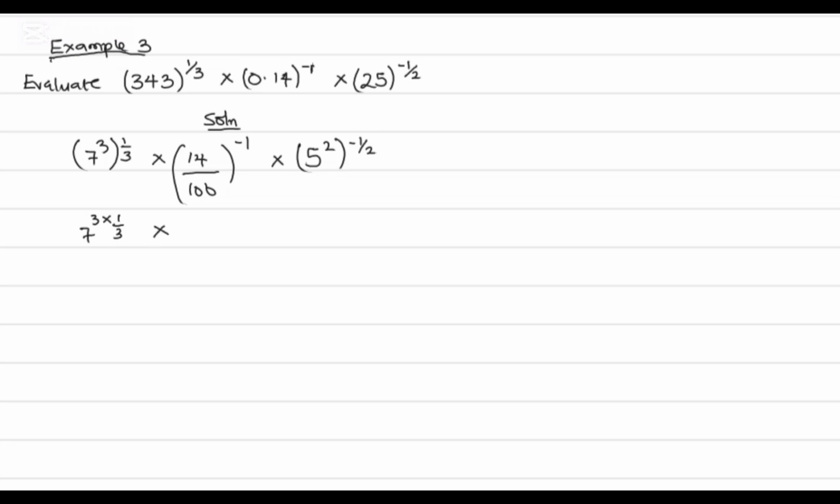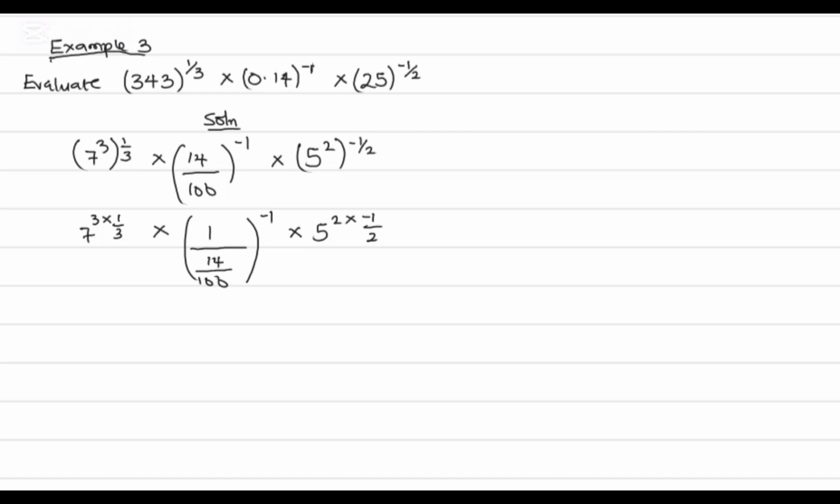Then multiply by this 14 over 100 raised to power minus 1, which will now be written as 100 over 14. The minus will go away. That's the implication of the minus actually, it will invert it, 1 over. Okay, let me change it to the normal way we always do a negative number. So that will be 1 over 14 over 100 raised to power minus 1, mind you. So times, this will be 5 raised to power 2 multiplied by minus 1 over 2.